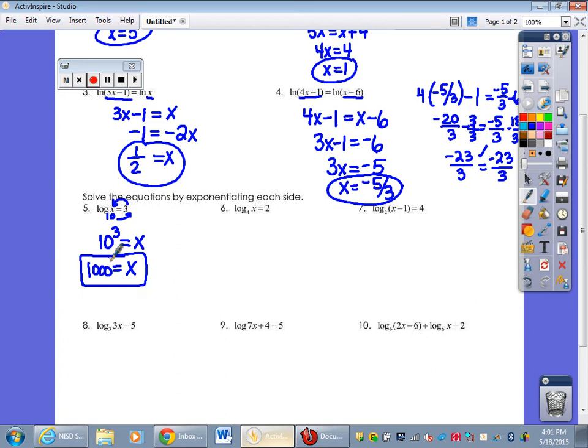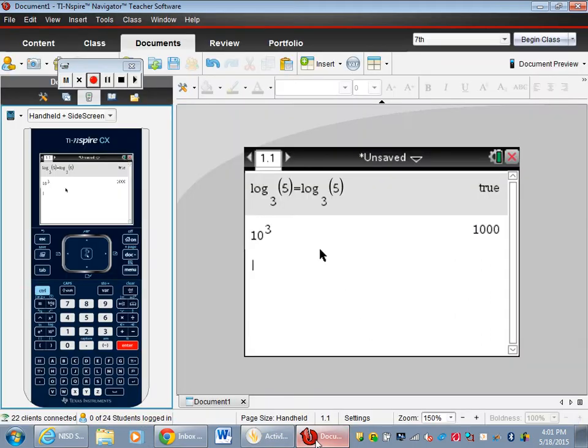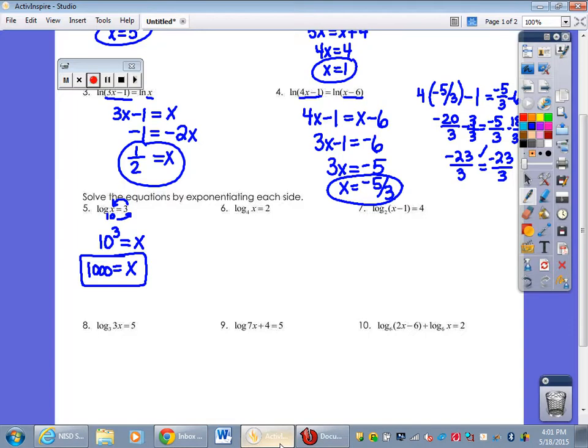Now, on these, you can check for extraneous solutions, so you can put in your calculator the log of 1,000 and hit enter, and it'll show you that it's 3, so it just shows you that it's correct. On the next one, again, we're going to start by recycling, so we're going to do 4 to the 2nd power equals x, so this is going to be 16 equals x.